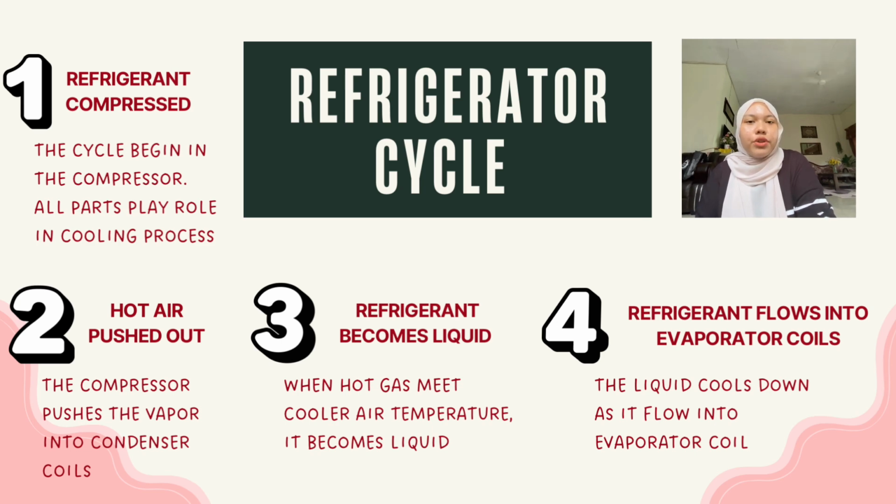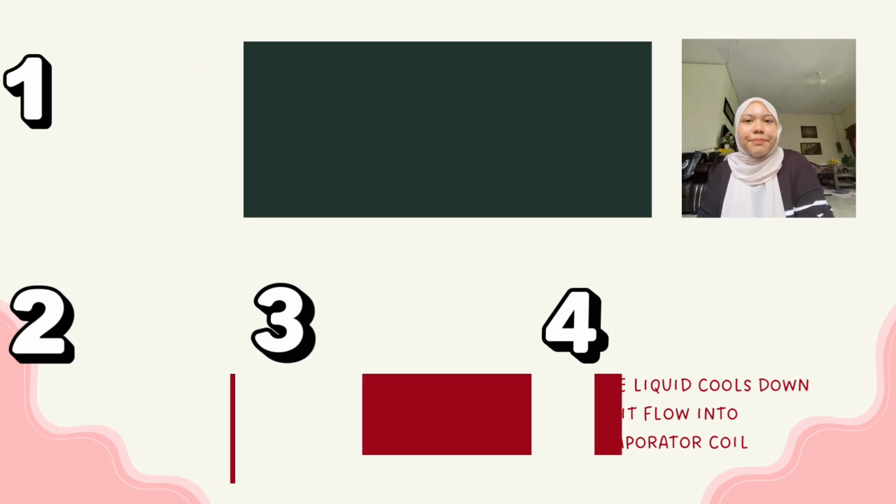Next, for step 3, refrigerant becomes a liquid. When the hot gas in the condenser coils meets the cooler air temperature in the kitchen, it will become a liquid. For step 4, refrigerant flows into evaporator coils. The refrigerant, which is now a liquid, will cool down as it flows into the evaporator coils inside the fridge.